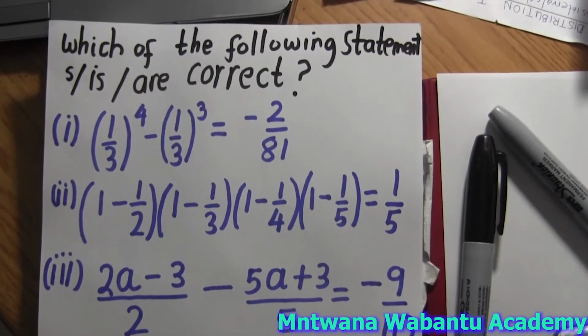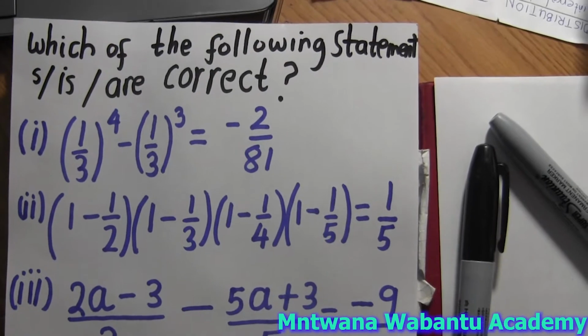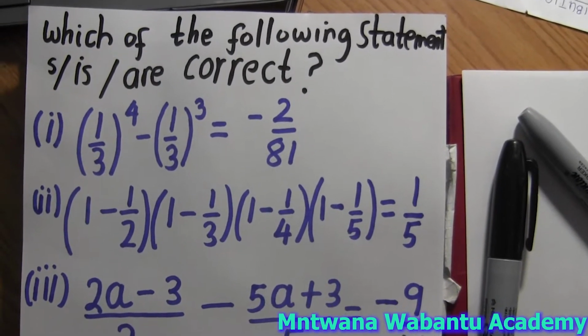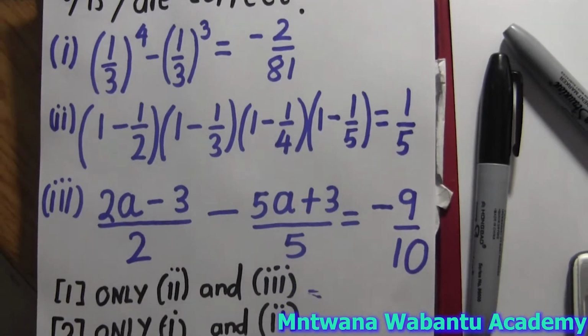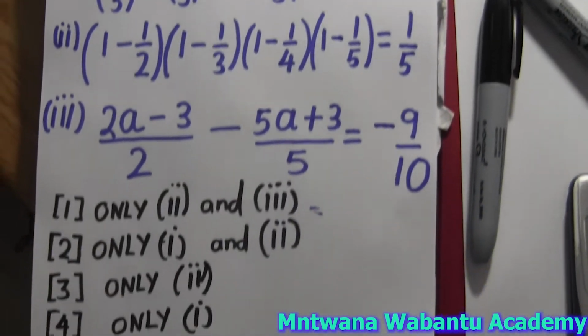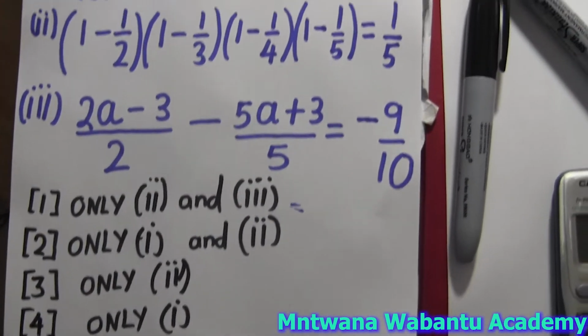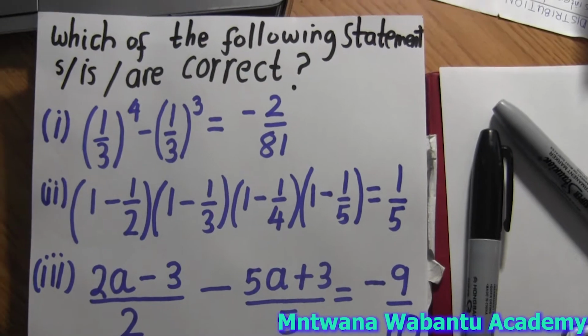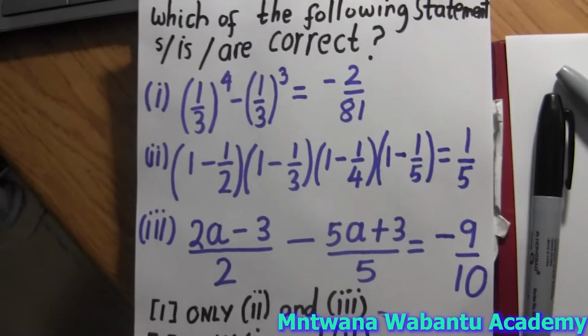Let's get started. Which of the following statements is correct? One over four, just like how we see. We can't just pick the first one or the second one. We're going to have to work it out and calculate it to see which is correct.